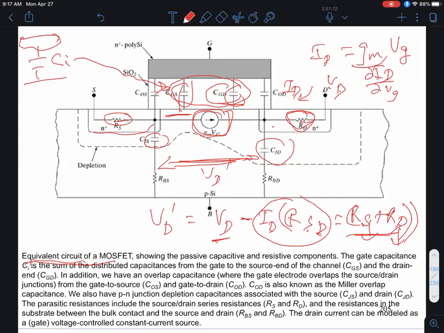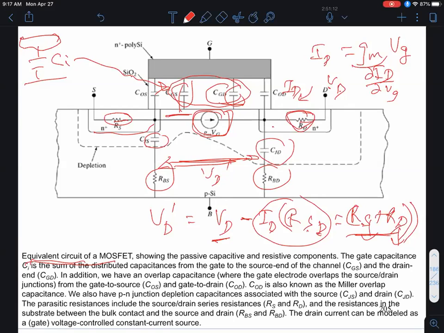Now, there's other resistances also that are important from a circuit point of view, which is in the bulk. I'm not going to get into that because those are more advanced effects, things called CMOS latch up, where a CMOS circuit goes into a low impedance state between the power supply and ground, and your IC can basically burn up. If you take a graduate course, they'll talk about that.